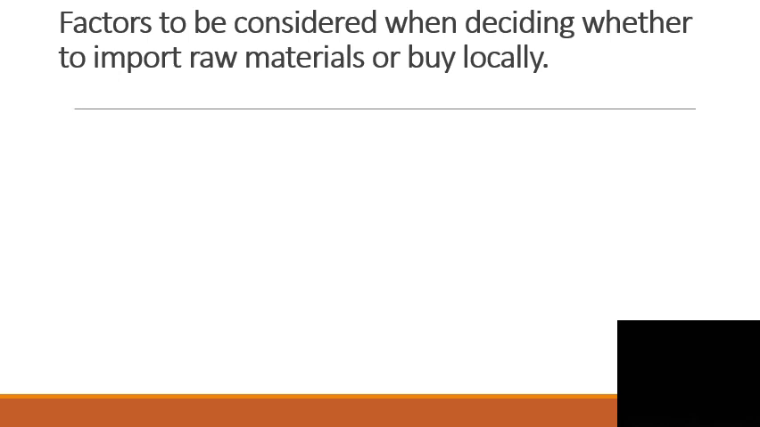Now, what must we consider when we are deciding whether to import raw material or to buy locally? This is a common question. What factors must a business consider? We can buy raw materials from outside South Africa. What must we consider before management reaches that decision? Consider the quality of raw materials. Some countries might dump their poor quality on us, especially African countries. So whenever you decide, you have to check the quality.